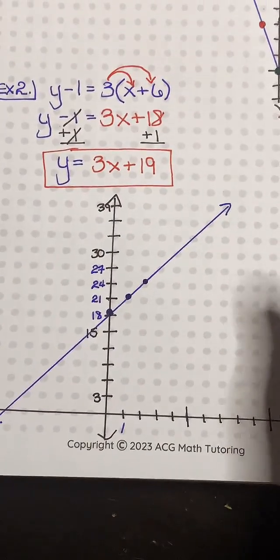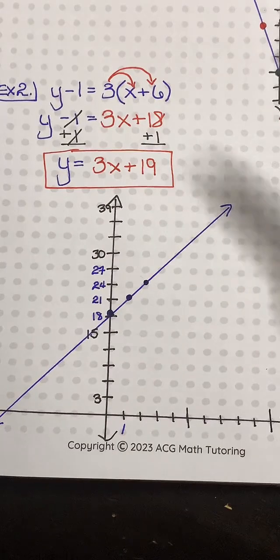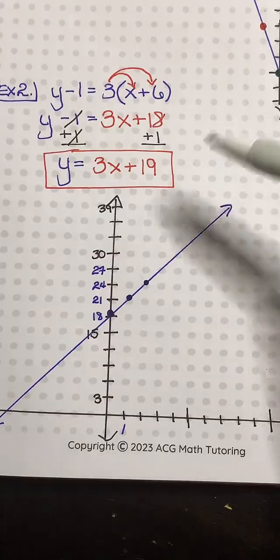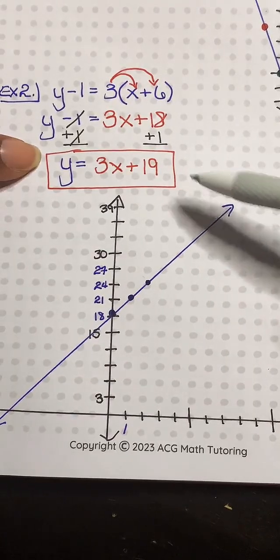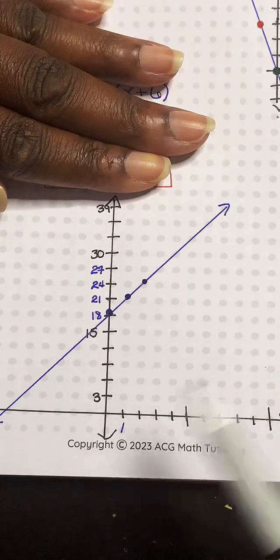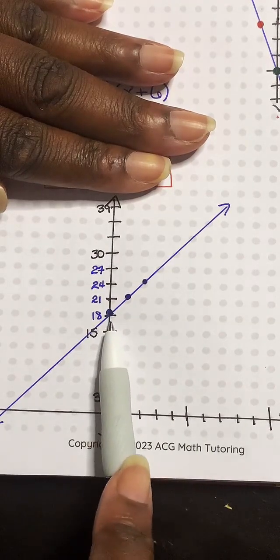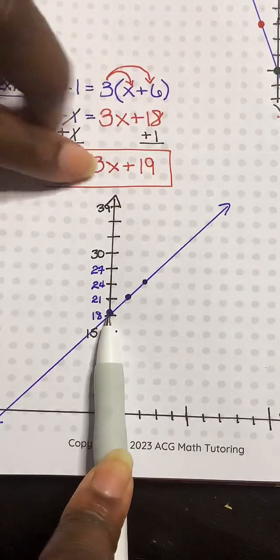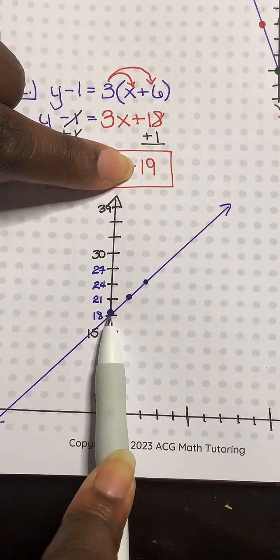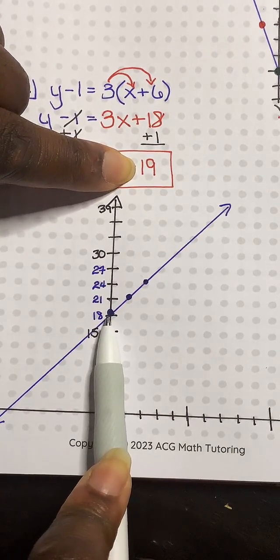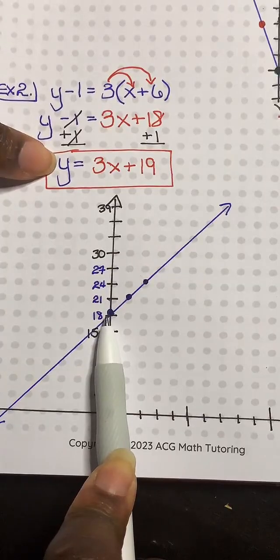So most of the time when you do see something like this, GED, ASVAB, ACCUPLACER, any of those standardized tests, they might just give you the graph. First place I always look is the y-intercept. Okay, I noticed the y-intercept is just above 18, so I'm like, okay, I see something with 19. If there's nothing else that's around 19, then that's my answer. Click it, bubble it, move on.